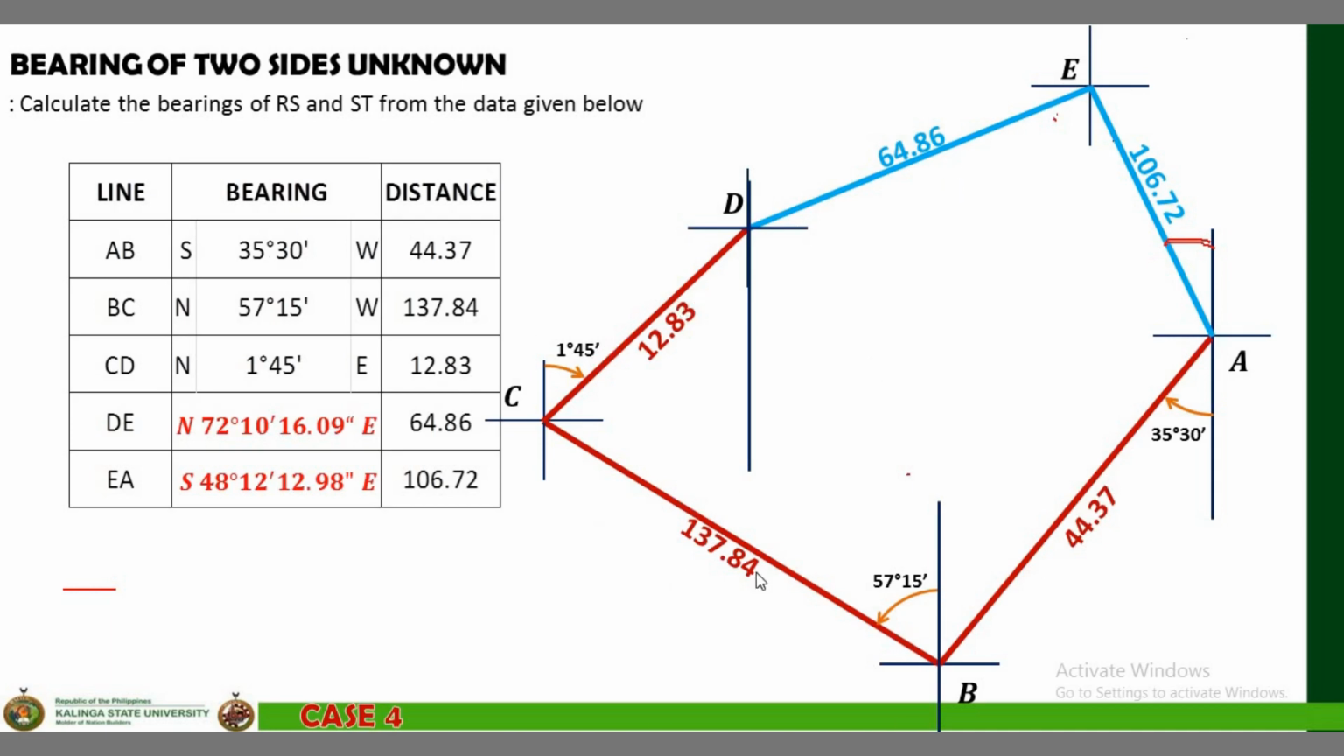So that is the solution for case 4. Let me repeat: Case 1, one line has no length and no bearing. Case 2, one line has no bearing and the other line has no length. Case 3, two lines have no length. Case 4, two lines have no bearing.